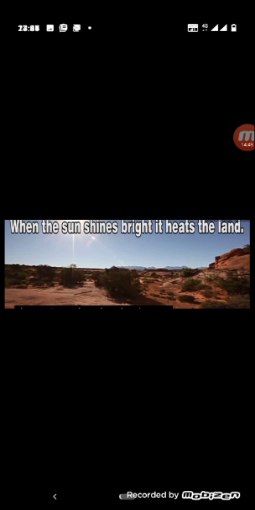When the sun shines bright, it heats the land. Here you can see that by noon the sun is overhead and its rays fall directly on the earth, which is why? It is because it is the hottest part of the day.